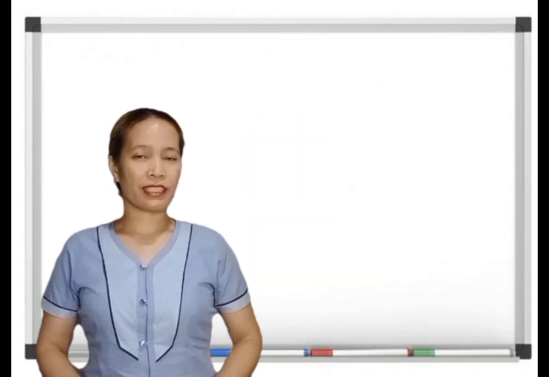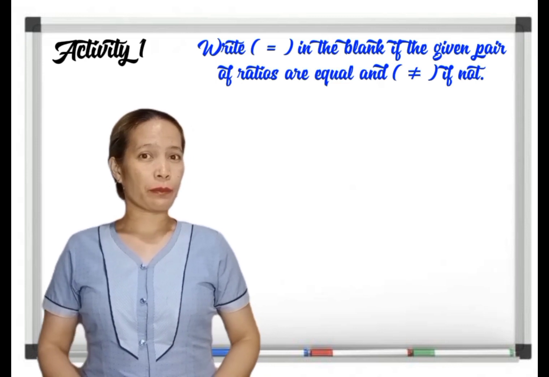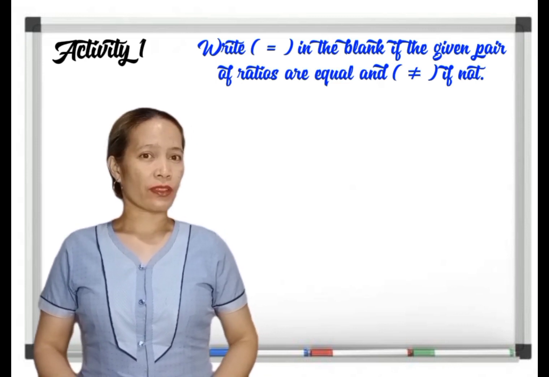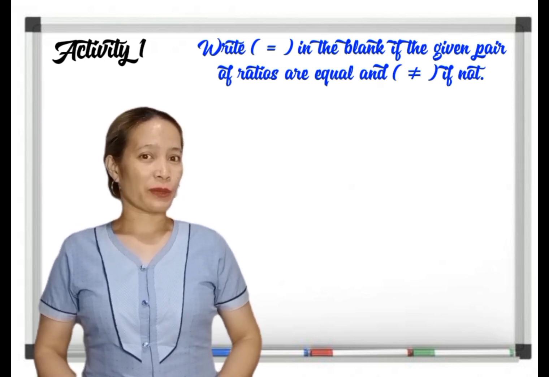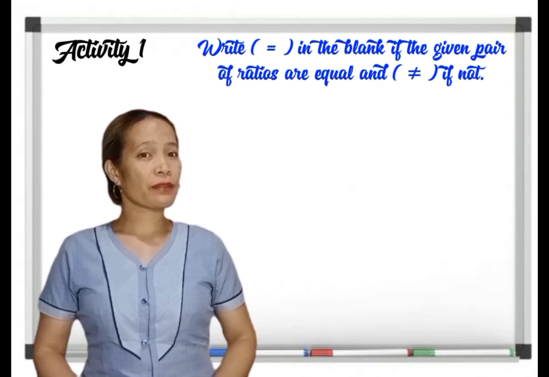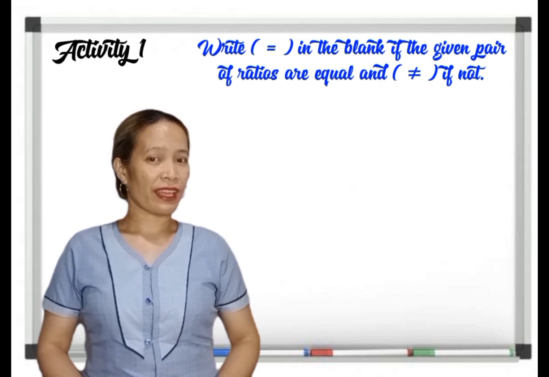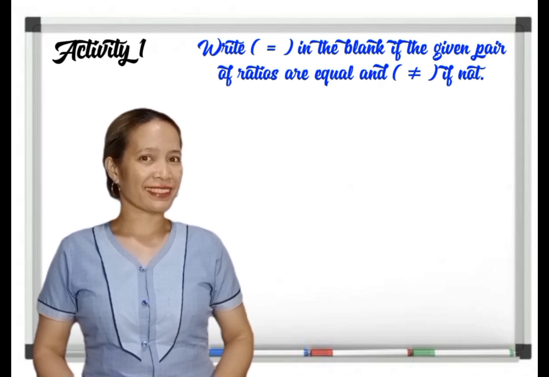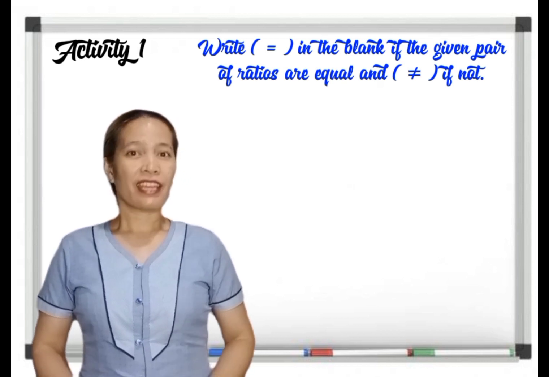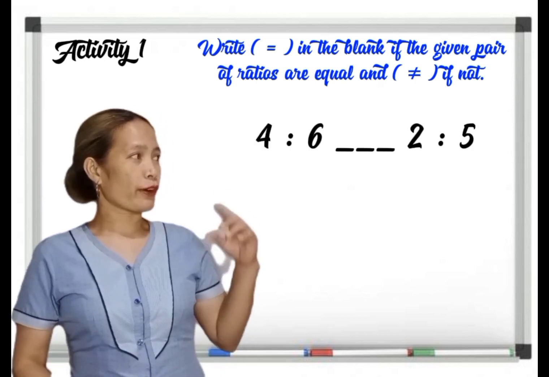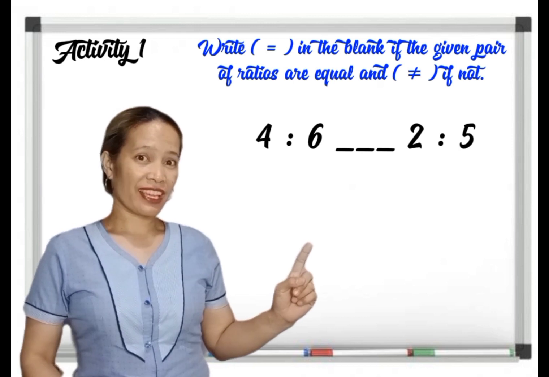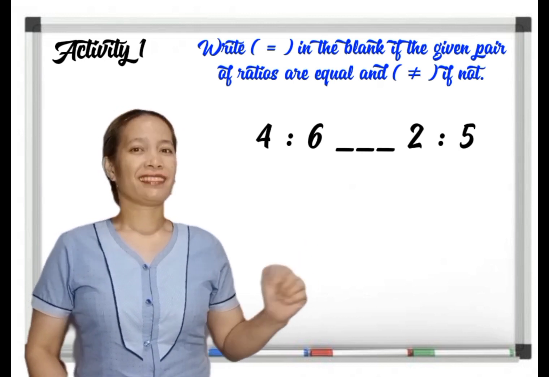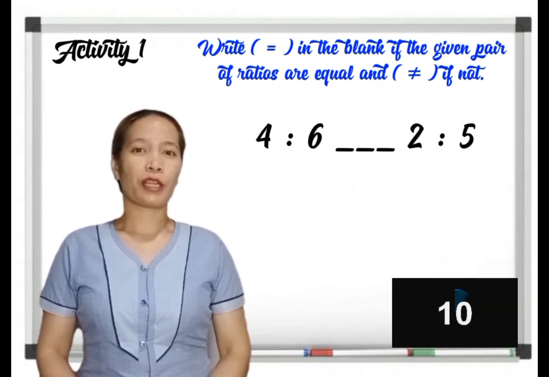Now, let's have an activity. For activity number 1, determine whether the following pair of ratios are equivalent. Write equal sign in the blank if the given pair of ratios are equal, and not equal if not. Okay, number 1. 4 is to 6, blank 2 is to 5. Are they equal or not? 10 seconds to answer. Go!